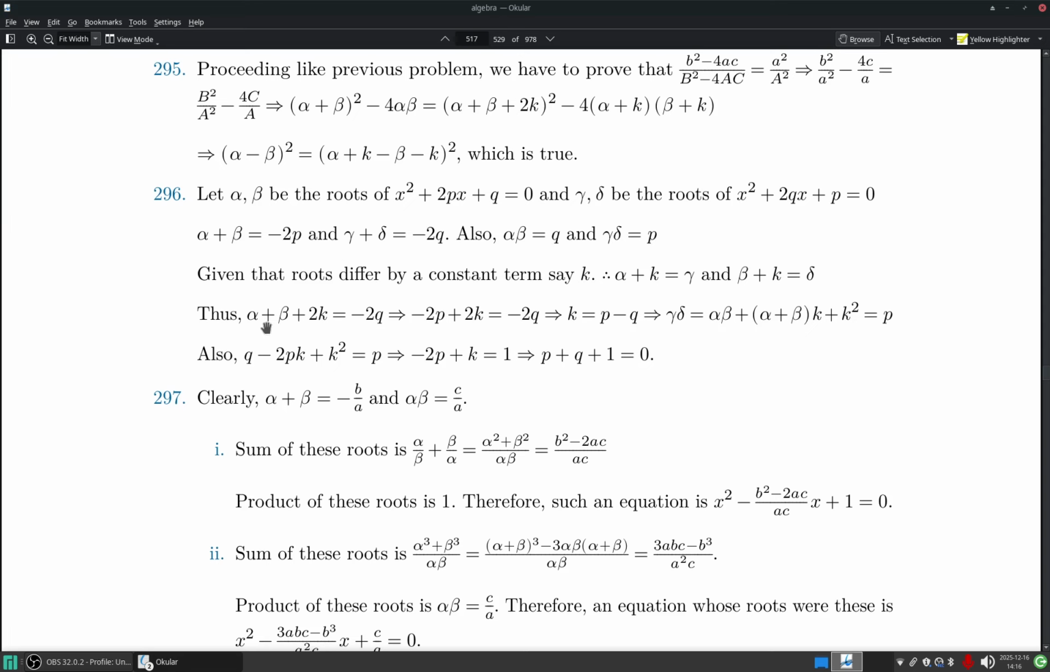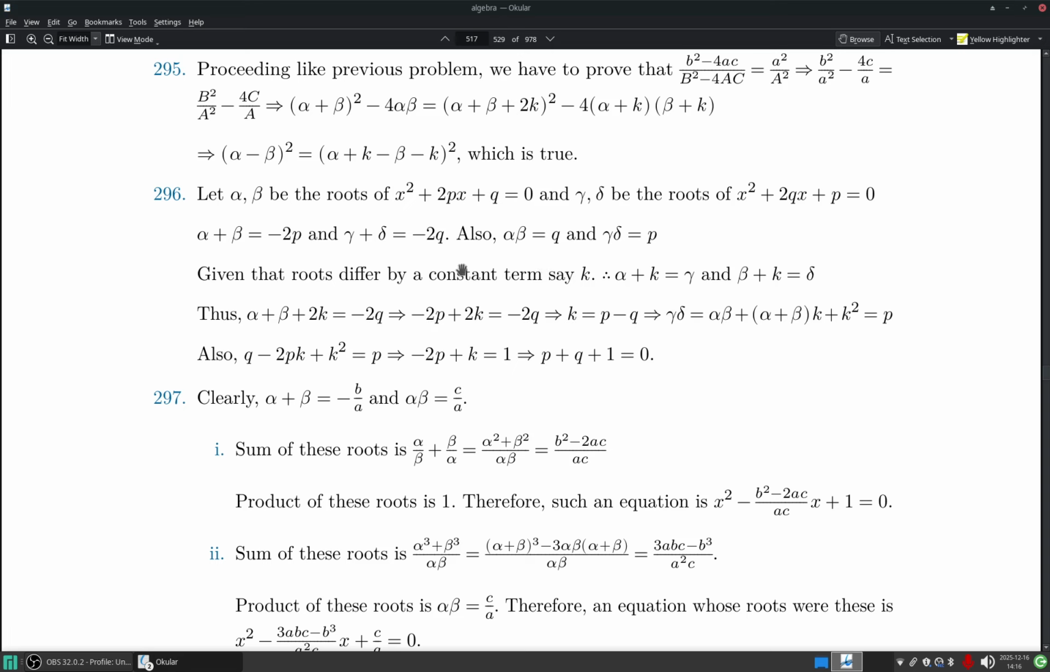So from this we can say that alpha plus beta plus 2k is equal to minus 2q. We substitute for gamma plus delta in this equation. Now once we have this, alpha plus beta is minus 2p. So minus 2p plus 2k is equal to 2q. So k is equal to p minus q.